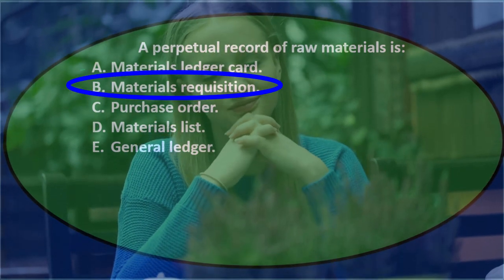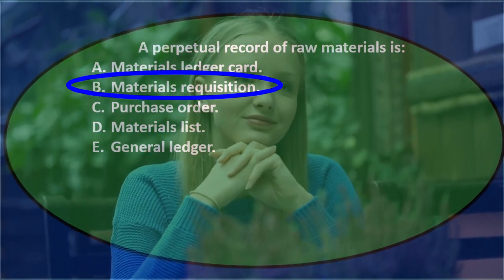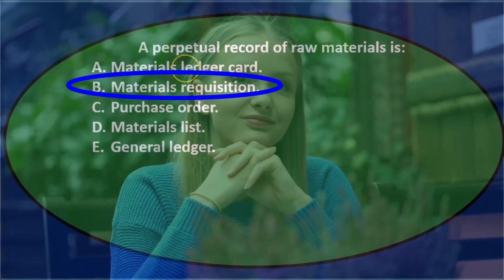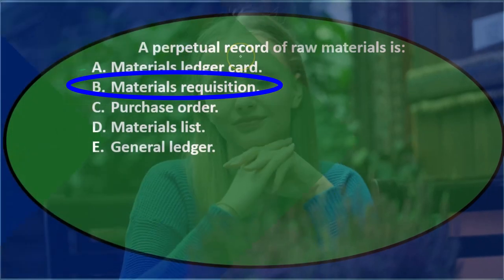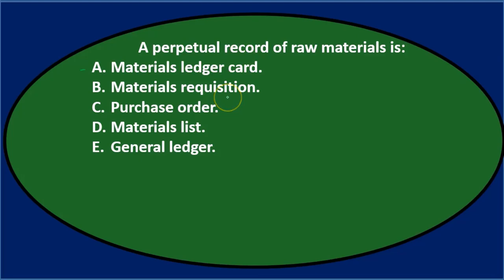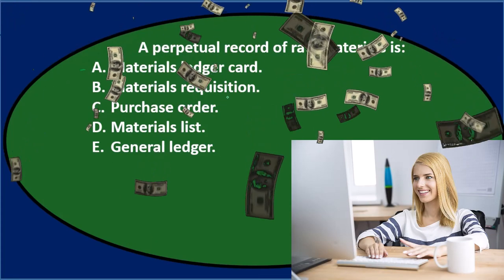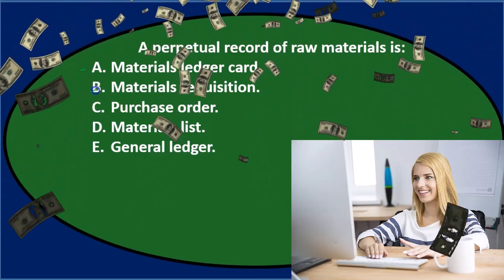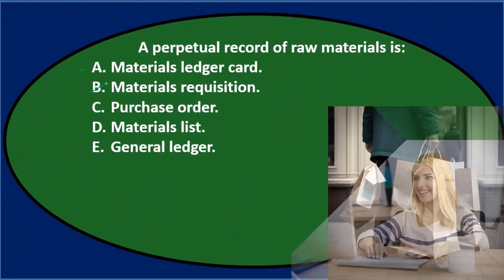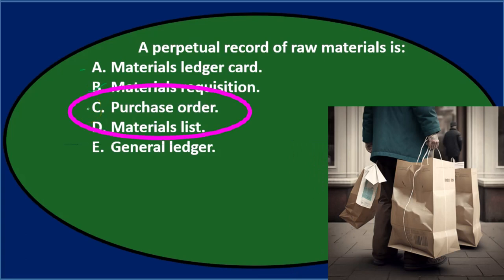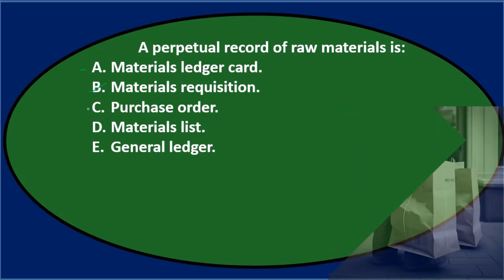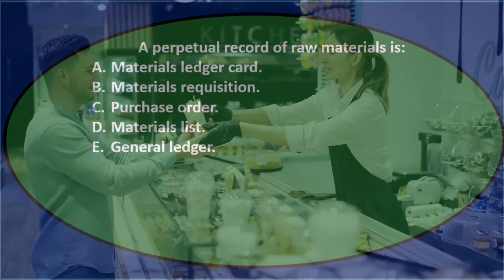B says materials requisition. And that should sound familiar too, but it doesn't really sound like a perpetual record. It sounds like a requisition is requesting. So it sounds like a request. It doesn't really sound like the perpetual record of inventory as we go. So I don't think it's going to be B. C says purchase order. And that has to do with materials too, possibly, but that's really the request for us to purchase the materials from the vendor. So it's not really a perpetual record of our materials. That's the form that's going to tell the vendor, hey, we would like some materials, please. So I don't think it's going to be that one.